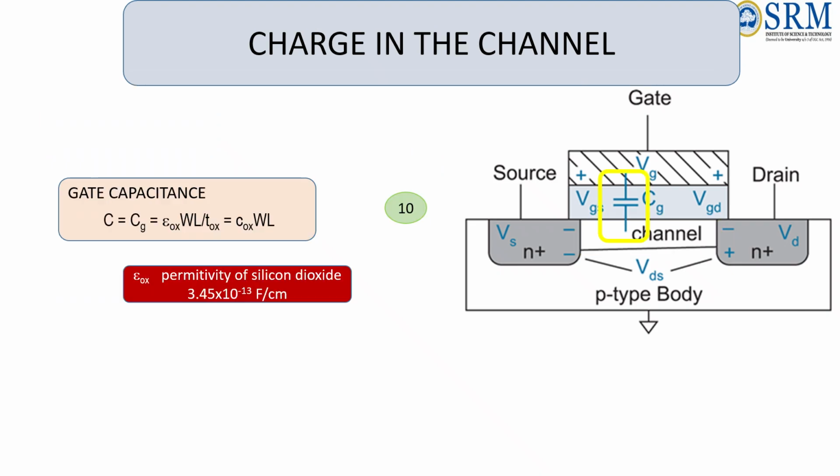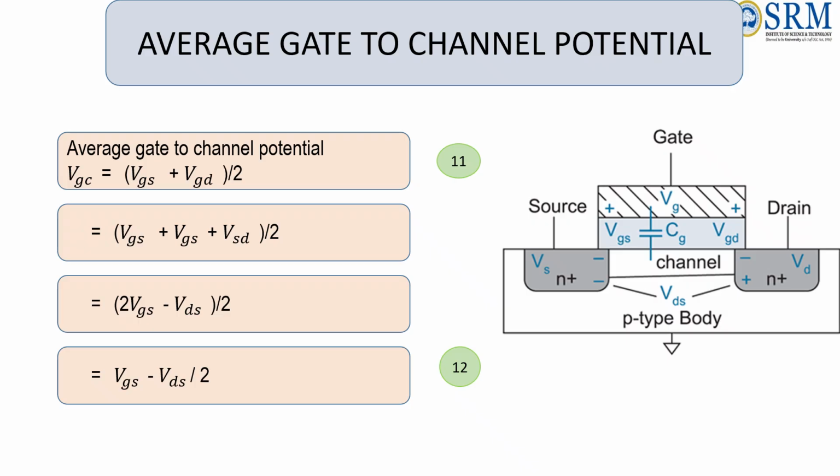Gate capacitance is epsilon ox W L by T ox. Remember, W is the width of the transistor as was seen in one of the previous slides. Epsilon ox, permittivity of silicon dioxide. T ox is the thickness of gate oxide. Epsilon ox by T ox gives C ox. Another important parameter needed to calculate IDS is VGC, which is the average gate to channel potential. VGC is the average of VGS and VGD. Doing the calculation, we finally get VGC is equal to VGS minus VDS by 2.